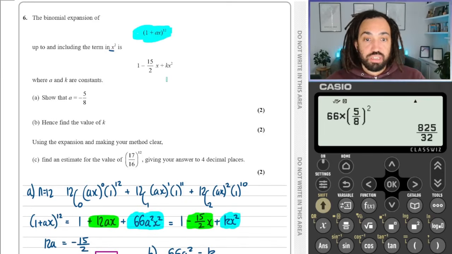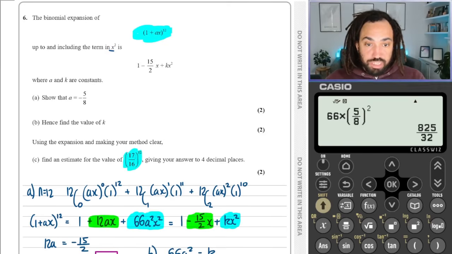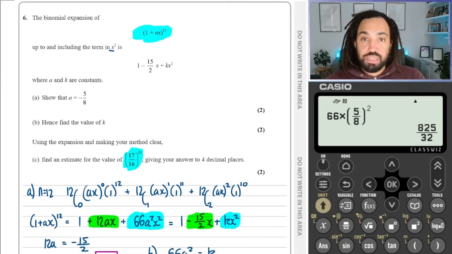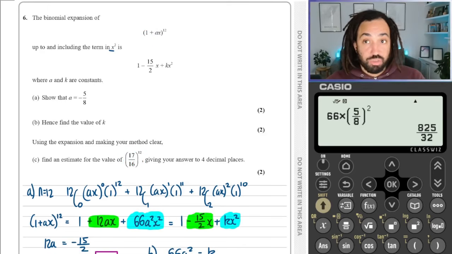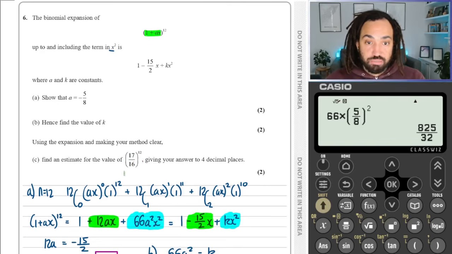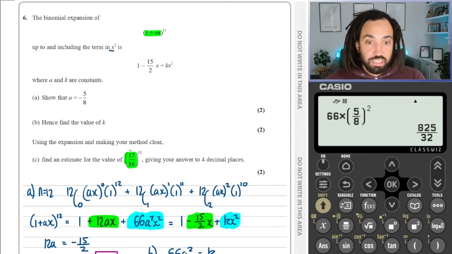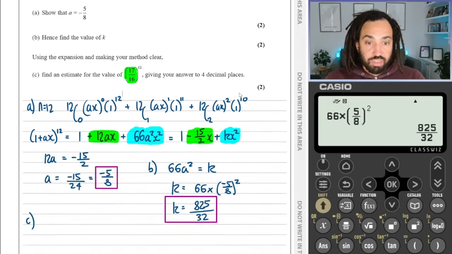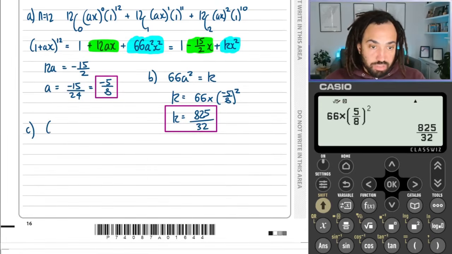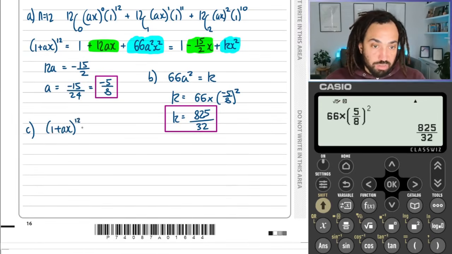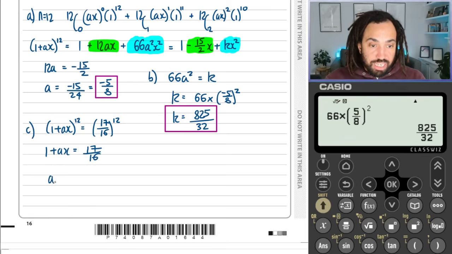And if we want to use it to work out this guy, then it means that both of them are to the power 12, which is extremely helpful. So it means inside the bracket must be the same. So let's set 1 plus ax equal to 17 over 16. Because if we want 1 plus ax to the power 12 to equal 17 over 16 to the power 12, then we need 1 plus ax to equal 17 over 16, which means that if we subtract 1 from that, we need ax to equal 1 over 16.